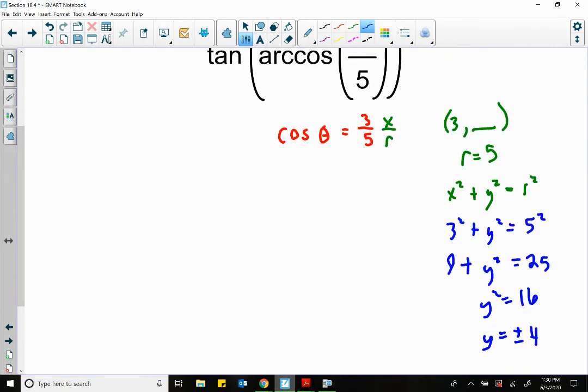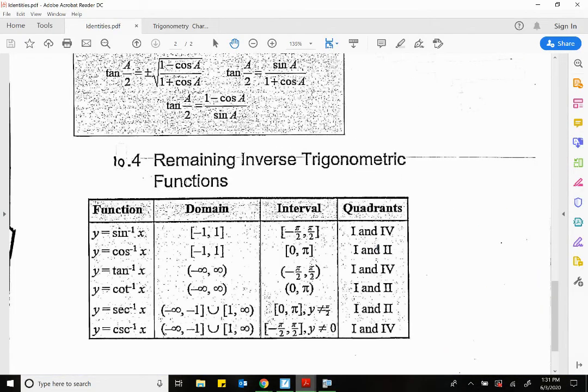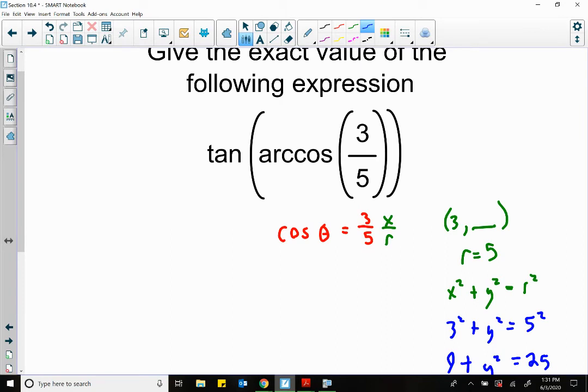Well, let's think about this. This is where knowing the interval for cosine gives you your information. Right over here, it says the interval for cosine is in quadrants 1 and 2. What do you know about points in quadrant 1? Both the x and the y are positive. What do we know about points in quadrant 2? The x is negative and the y is positive.